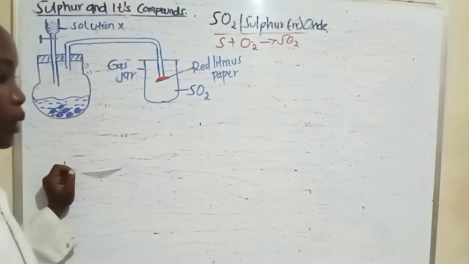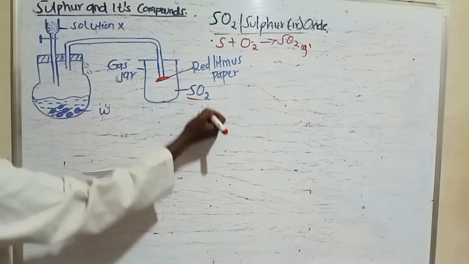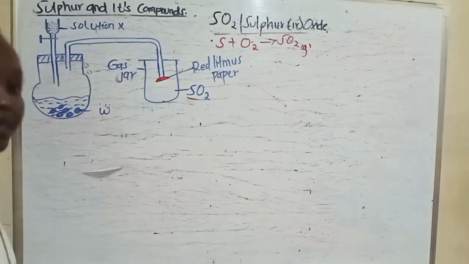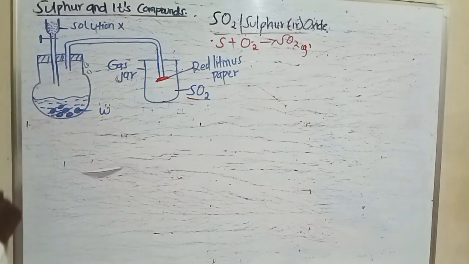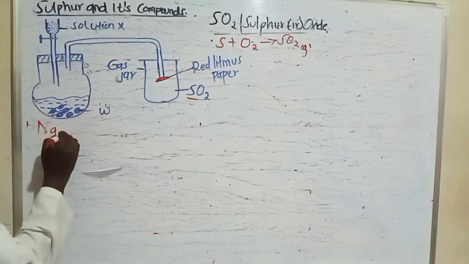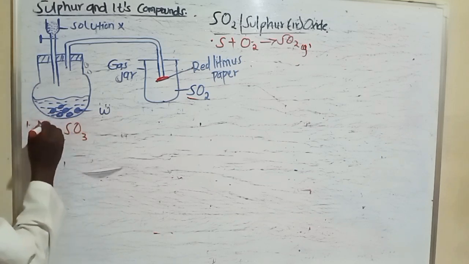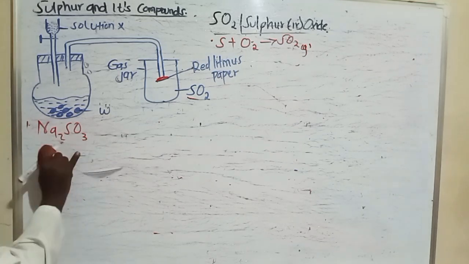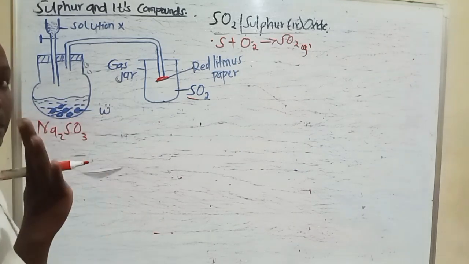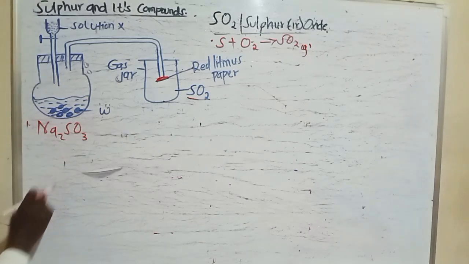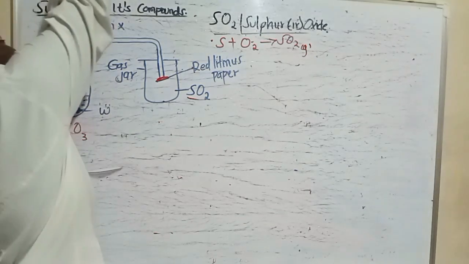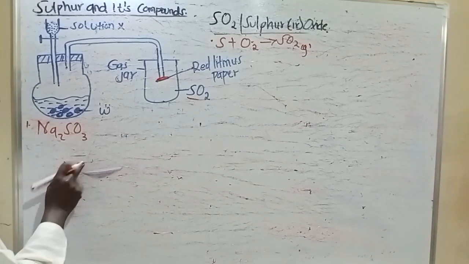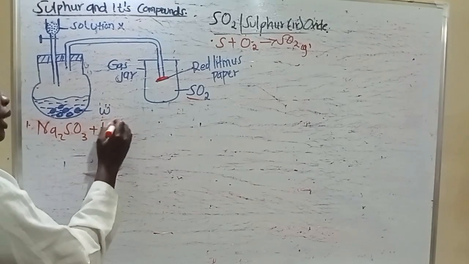We can prepare sulfur dioxide in the lab by reacting sodium sulfite with hydrochloric acid. That is the first one. So, sodium sulfite. Remember, I'm saying sulfite, not sulfate. Sulfite means we have 3 oxygen atoms. Sulfate means we have 4 oxygen atoms. So you can prepare it by reacting your sodium sulfite with hydrochloric acid.